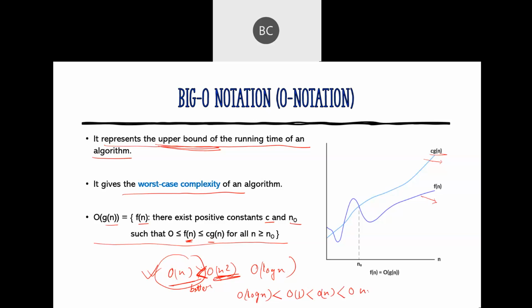Then O(n log n) is better than O(n square). Then comes O(2 to the power n). Then comes O(n factorial). These are all the possible time complexities, worst-case complexities, for an algorithm.